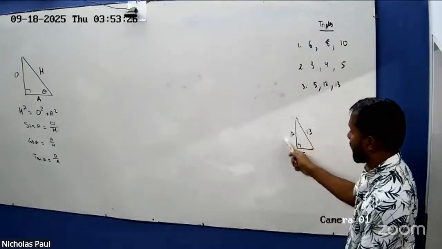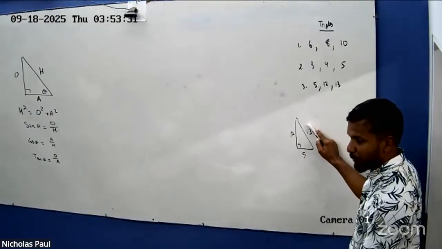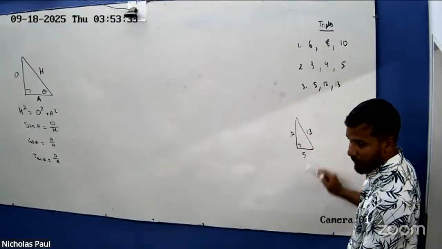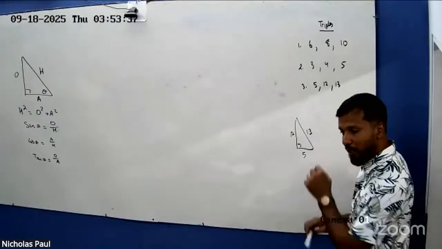These are Pythagorean numbers. These are the three numbers on a triangle. The biggest is the hypotenuse, and the next two are for the other sides. So those three numbers will be on a triangle.